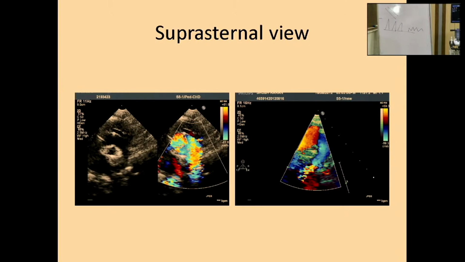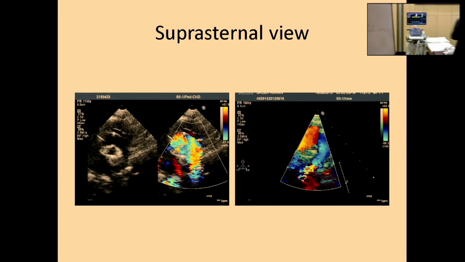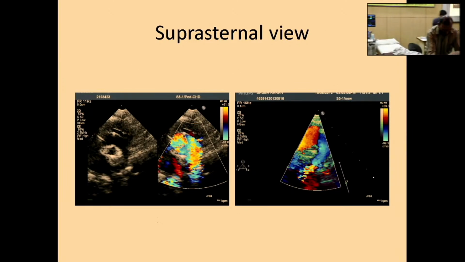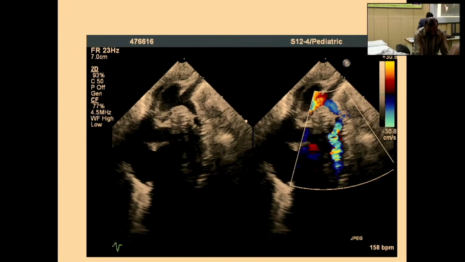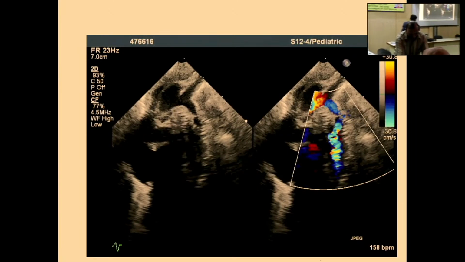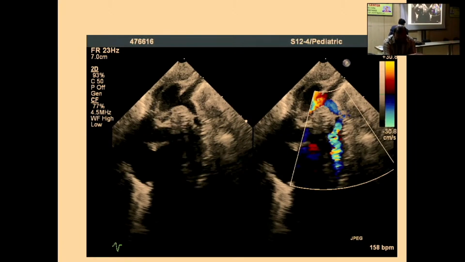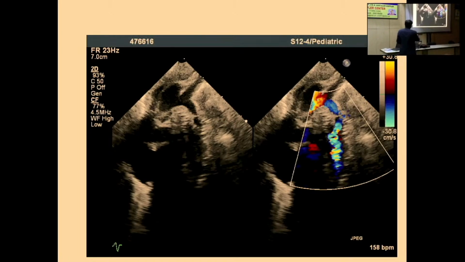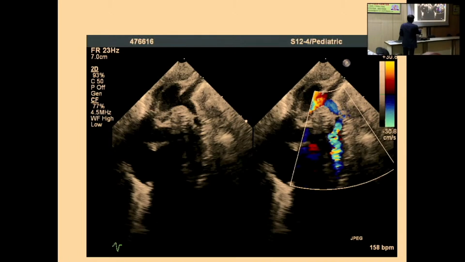And this is the normal flow of the arch, pulsatile flow, when you see the suprasternal view. So here, let us see what happens in Doppler in the coarctation. So this is again a color flow. See this? Okay. This is the normal arch, and then you have a turbulent flow. This is the site of coarctation.